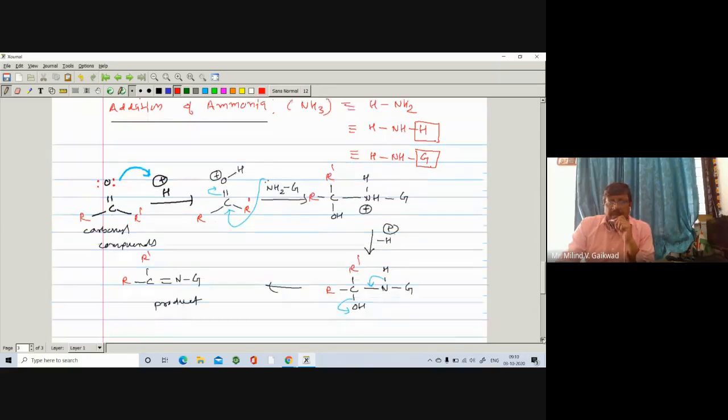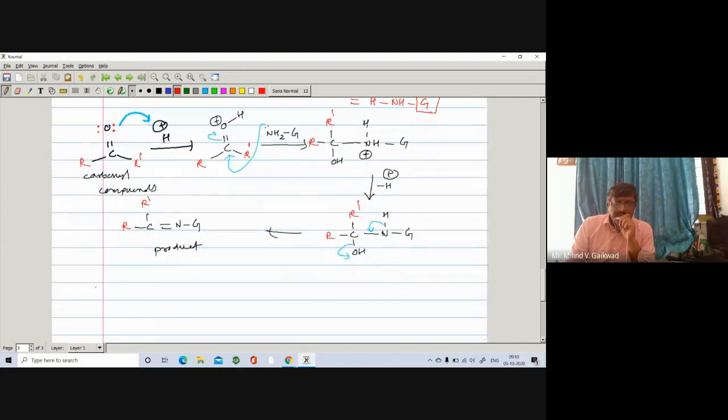Now in the simple way, again we can write the mechanism, right? Suppose I write the mechanism like this one, suppose here is R, here is a C double bond O, and here is R dash, right? It reacts with an ammonia derivative. So N, here is an H, here is an H, and here you have to write the G, right? Means here is a G compound, right? Ammonia derivative. So that is NH2G. We have to see what is the G.